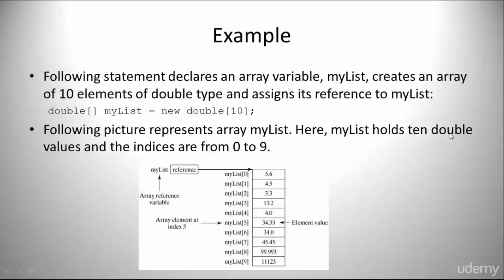Let's take a look at this example. The following statement declares an array variable, myList, and creates an array of 10 elements of double type and assigns its reference to myList. Here is an example of that code. The following picture represents array myList. Here, myList holds 10 double values, and the indices are from 0 to 9.